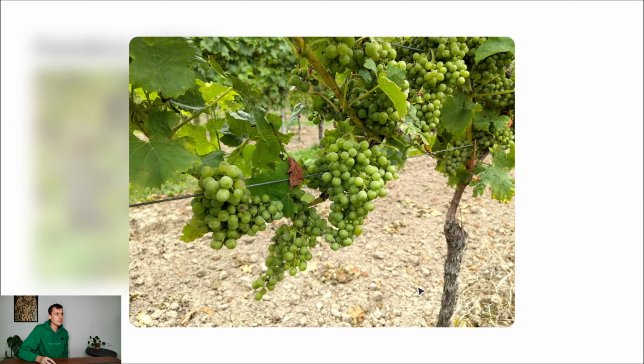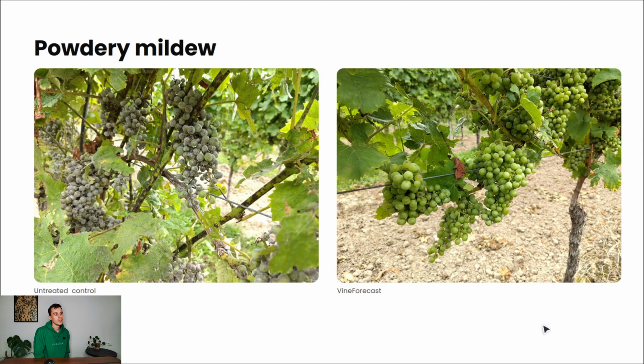On the other hand, in the VineForecast trial, the bunches were mostly healthy. When you look closer, you could actually find some powdery mildew, but that's also to be expected in these field trials, because these untreated controls sometimes stood directly next to, for instance, the VineForecast trial or other trials. So you had really immense disease pressure on the other trials due to the untreated controls.